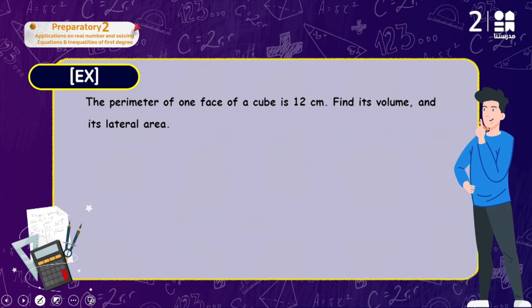Another example. The perimeter of one face of a cube is 12 centimeters. Find its volume and its lateral area.